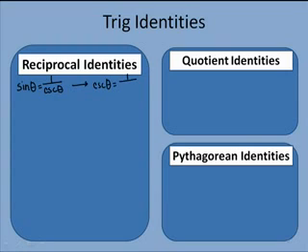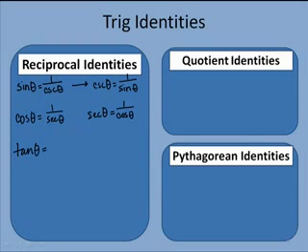Cosecant theta equals 1 over sine theta. So those are two different reciprocal identities. Cosine theta equals 1 over secant theta. And from that one, we find that secant theta equals 1 over cosine theta. And these are called reciprocal identities because sine theta is the reciprocal of cosecant theta, and cosine theta is the reciprocal of secant theta.